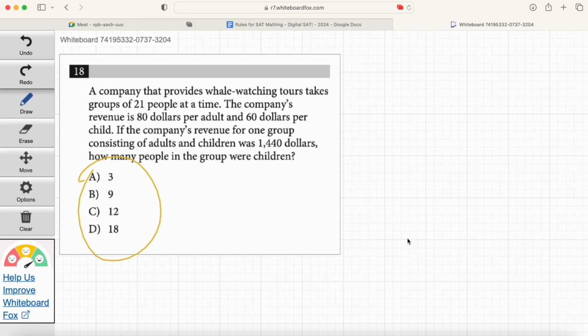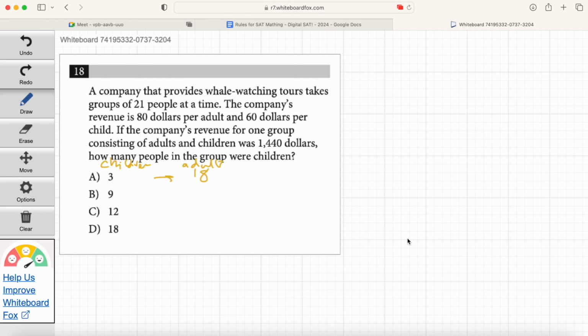It's much easier. Because we know if there's 3 children, look at answer choice A. If there's 3 children, these are the kids right here, we know how many adults there are. How many adults are there if there's 3 children? There are 18 adults, because they've got to add up to 21. Does that make sense?